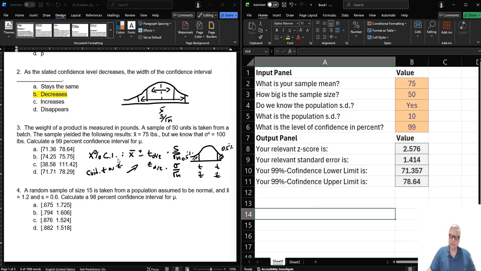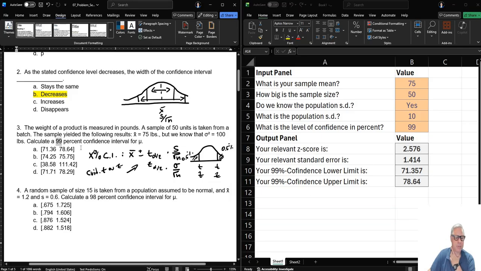Okay, well, so that's an investment that probably will come in handy for the next question. So the question is, calculate a 99% confidence interval for the population mean, and the lower limit is 71.357, so that's rounded, probably 36. So the answer must be A.